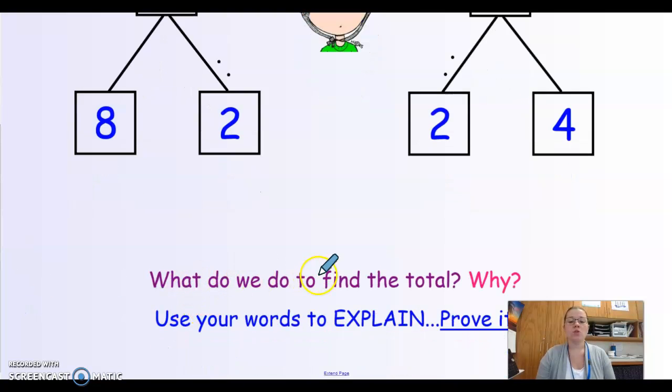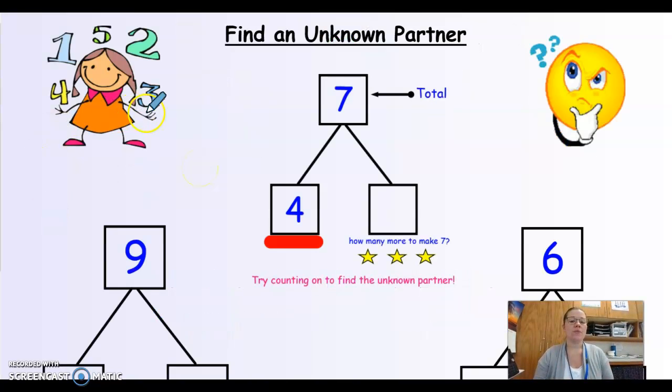So what do we do when we find the total? We're adding the two partners. Now, sometimes you're going to have the total in its box, which is always at the top. The total is always at the top. And you're going to need to try to find the unknown partner. See that this part is blank right here? So when we're finding the unknown partner, the question we're asking ourselves is how many more to make the total? So we have 4, and we need to get to 7.